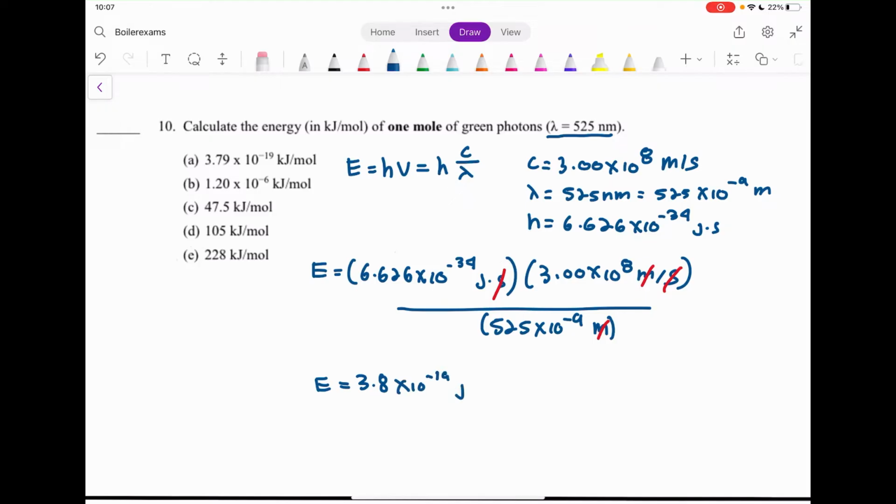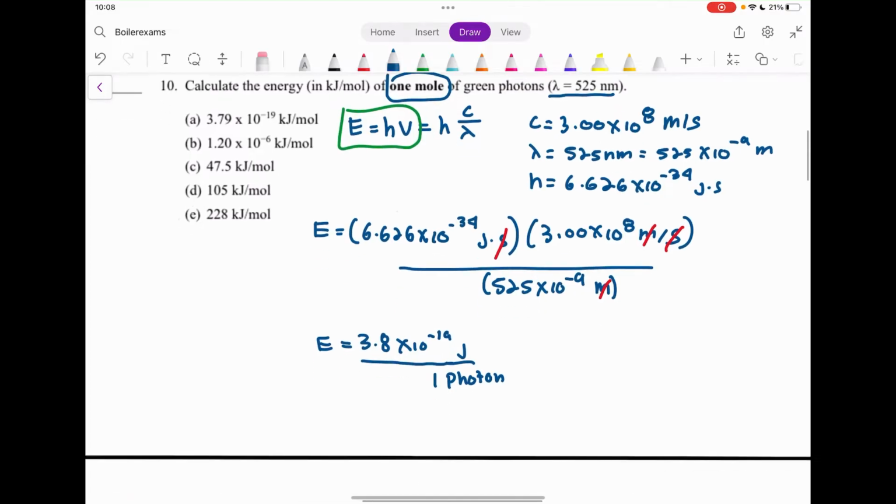Now, important note, to solve this problem, you need to know that this energy that we did is mapping per 1 photon. So this energy here is essentially a joule per 1 photon. And they want the energy of an entire mole. So let's convert from 1 photon into 1 mole.